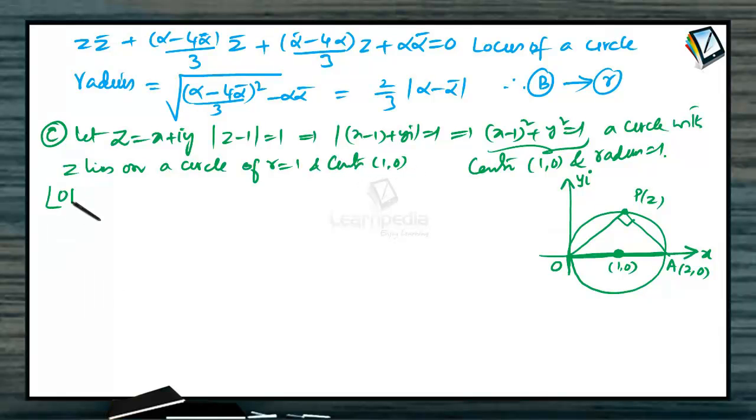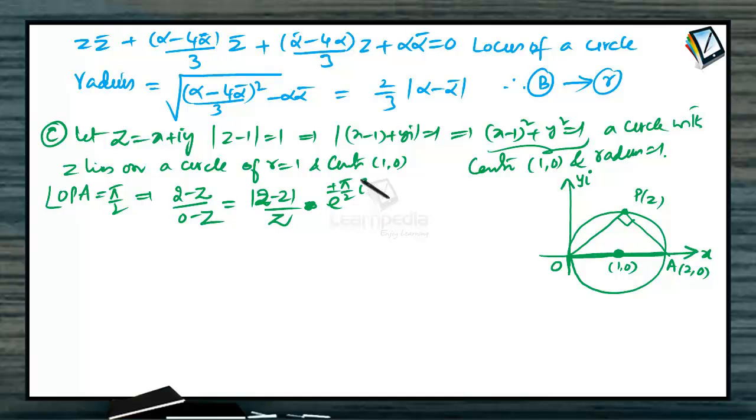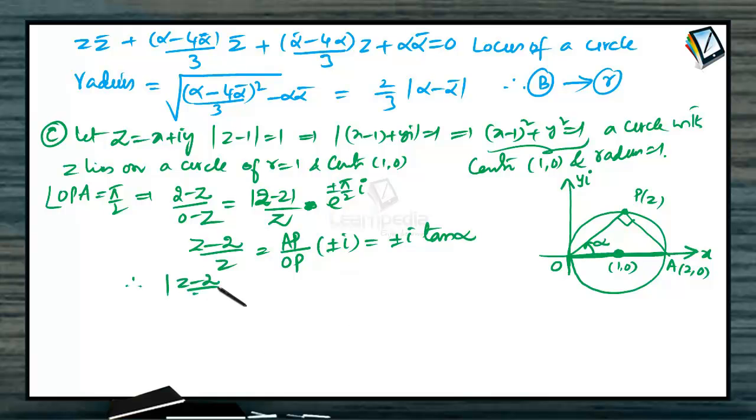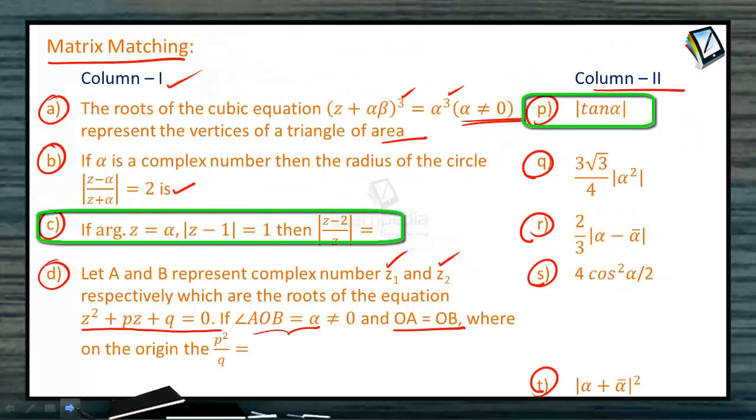So since angle OPA is equal to pi by 2, we can take it as (2 minus z) by (0 minus z), which is equal to mod of (2 minus z) by z into e to the power of plus or minus pi by 2 i, where z minus 2 by z is equal to AP by OP from the definition times plus or minus i, in terms of, if this is taken as alpha, that is tan alpha. Therefore modulus of (z minus 2) by z becomes equal to mod of tan alpha. Hence C opts for the match P, that is P.